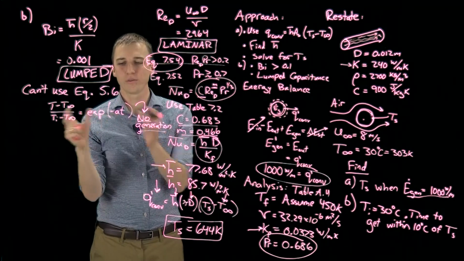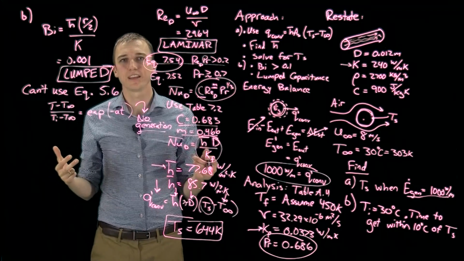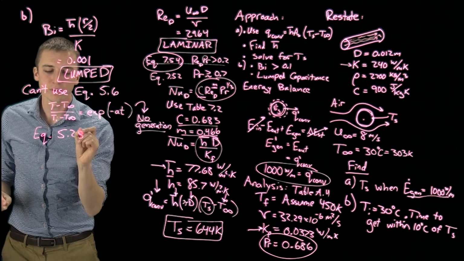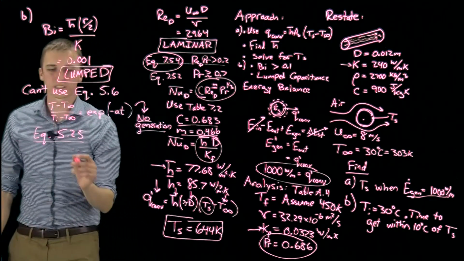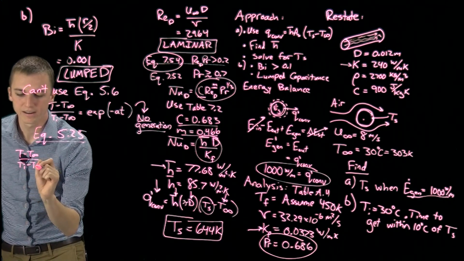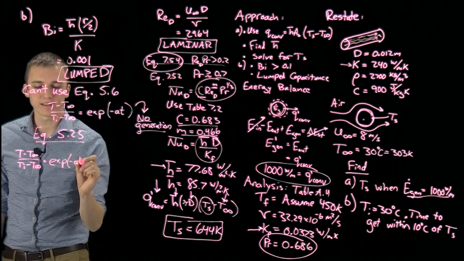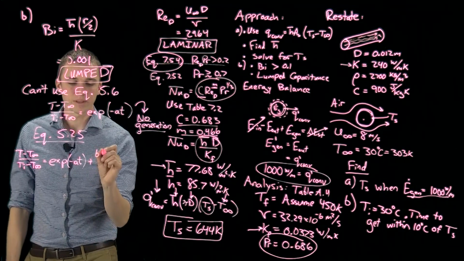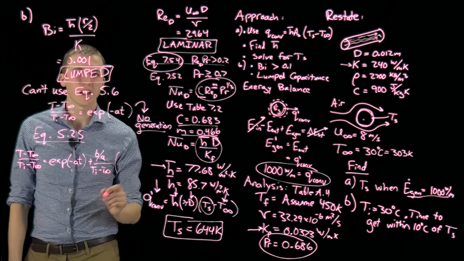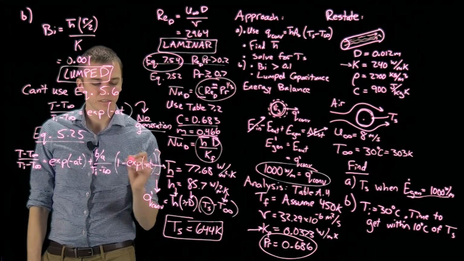And going through, they give different simplifications you can do to the most general case. In this case, since we have no radiation, we can use equation 5.25, which looks something like this. T minus T infinity over Ti minus T infinity is equal to the exponent of minus a times t, plus b over a over Ti minus T infinity times 1 minus the exponent of minus a times t. Sorry, got a little overlap there.